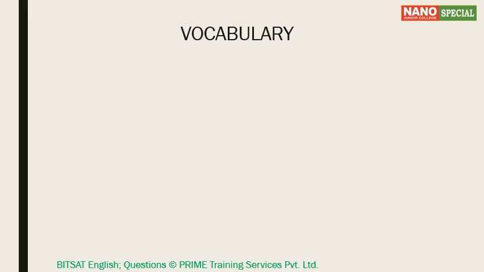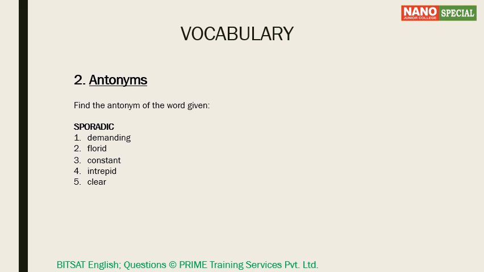The next question type is antonym, where we are dealing with opposites. You are given a word, and you have to find the opposite of the word given. So let's look at a question here. Find the antonym of the word given, sporadic. All right, and you've got 5 options. I'll give you a couple of seconds to answer this question.